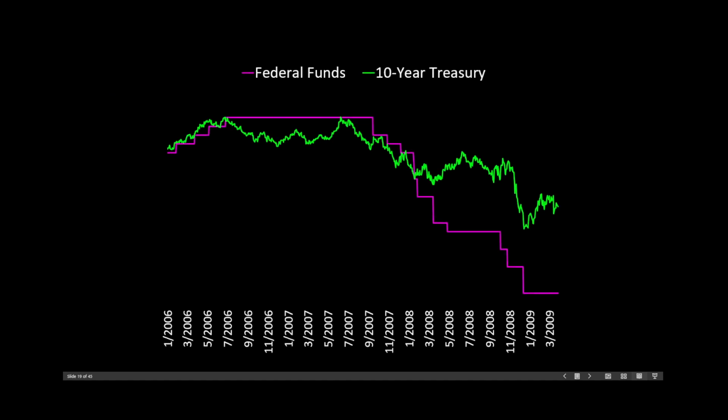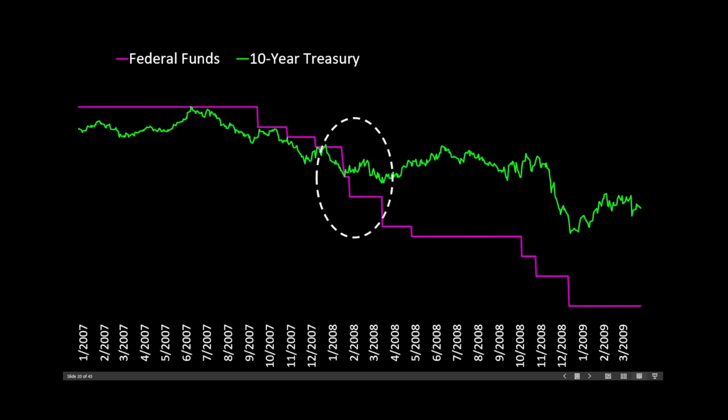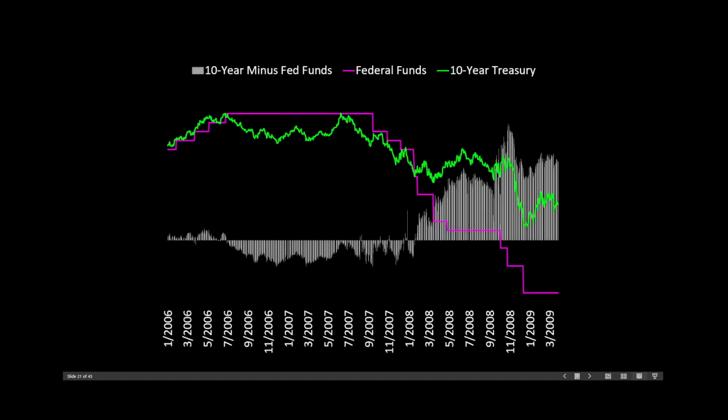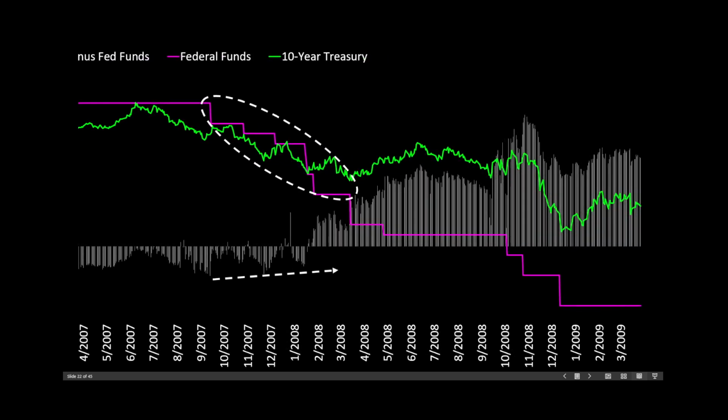Now, 2007, the Fed raises rates, very strong economy. Then the Fed sees the economy's cooling, they start to cut rates. Fed funds cross back below the 10-year bonds, and we can see the spread goes negative. The spread going negative is a sign that the Fed has now seen the economy is cooling and now it's time to start cutting interest rates.